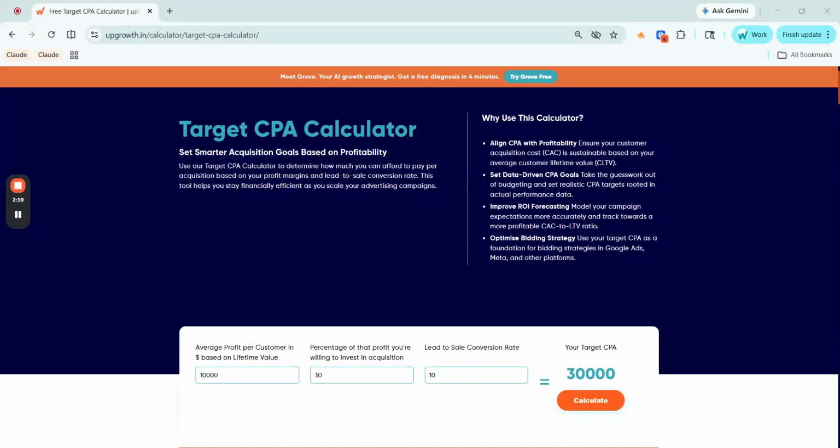So calculate your target CPA before setting up your next campaign and use it as your bidding ceiling.